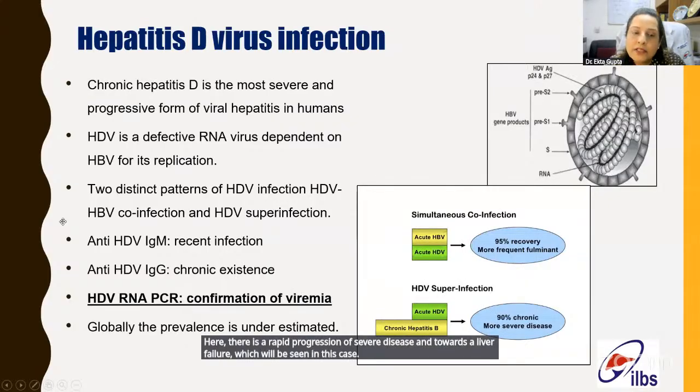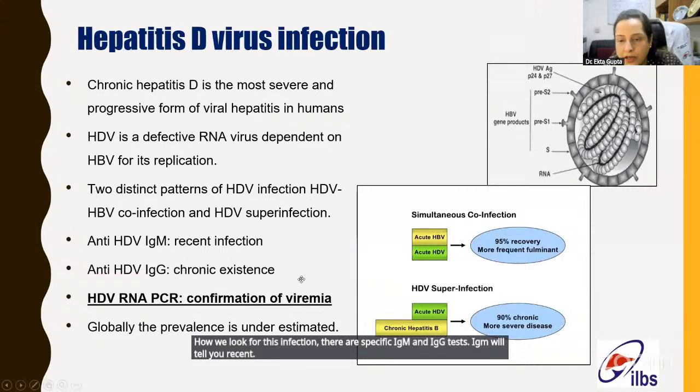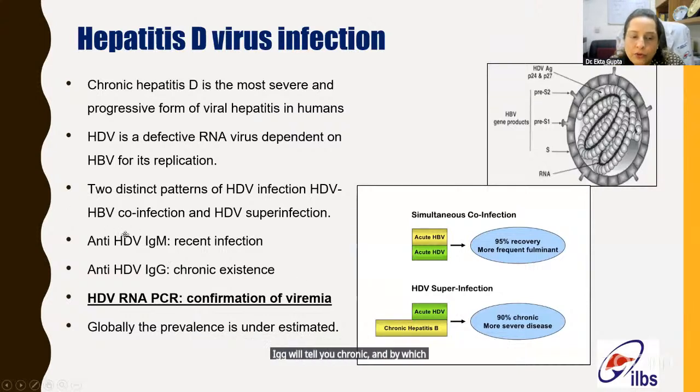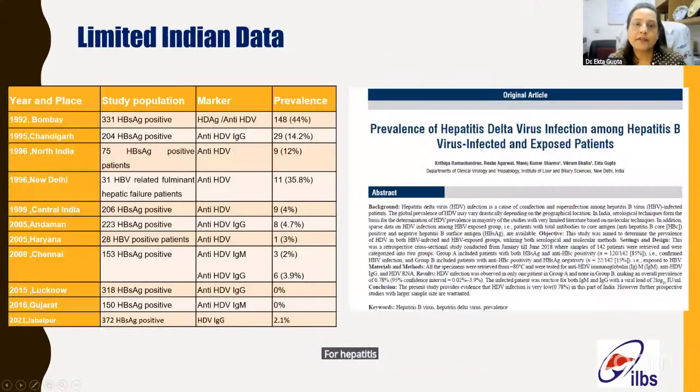How do we look for this infection? There are specific IgM and IgG tests. IgM will tell you recent infection, IgG will tell you chronic infection, and by this you can do the testing. HDV RNA is always required for confirmation of an ongoing viremia for hepatitis delta virus.